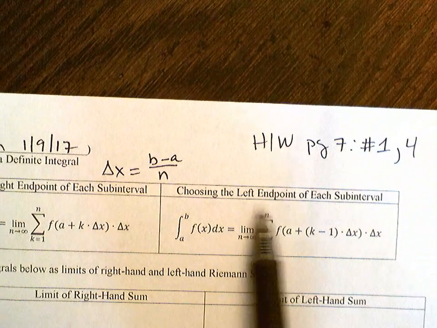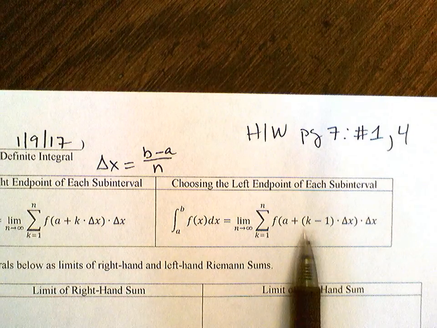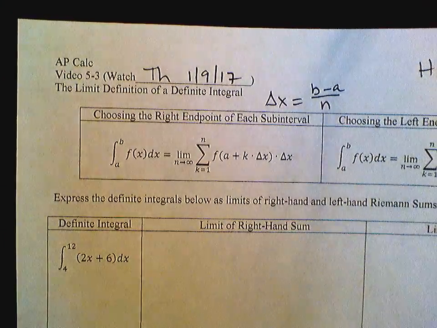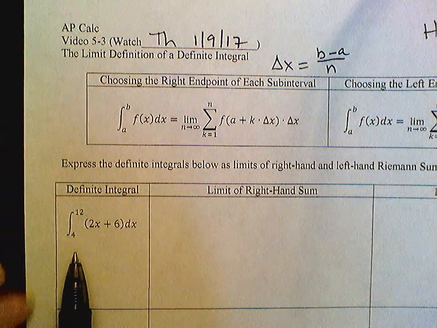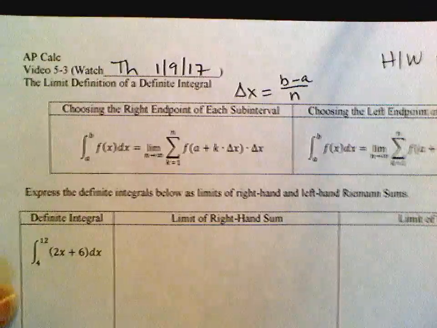Okay, so choosing the left endpoint of each subinterval, it looks almost the same, except you do k minus 1 here instead of k. Alrighty, so express the definite integrals below as limits of right-hand and left-hand Riemann sums. I'm just going to take this, and you're just going to use this like a formula. I know it's very complicated looking, but you're just going to use this like you would any other formula.